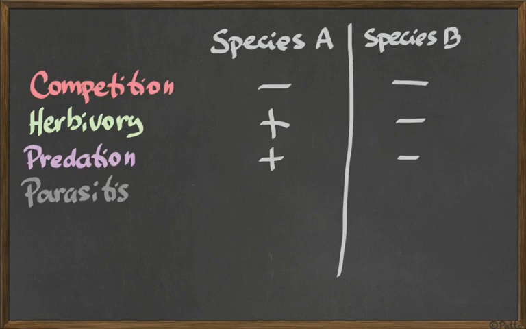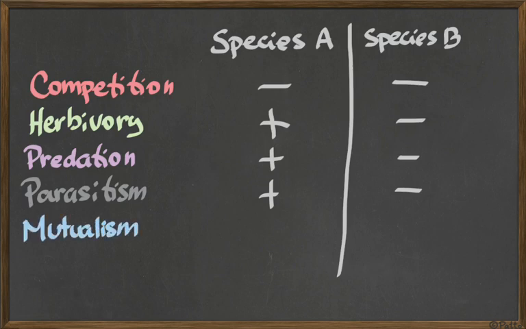The same for parasitism. So parasitism is positive for one, the parasite, and negative for the other one. Usually the parasite doesn't kill the host, but reduces its resources, reduces the energy that it has, makes its life more difficult, so it reduces its population as well.